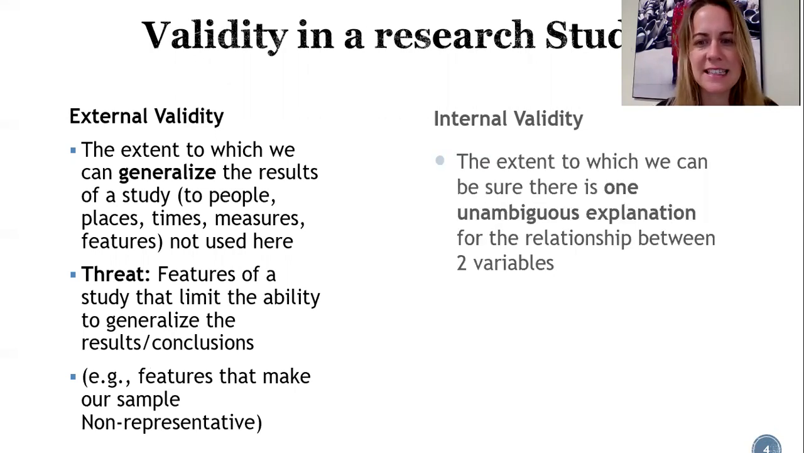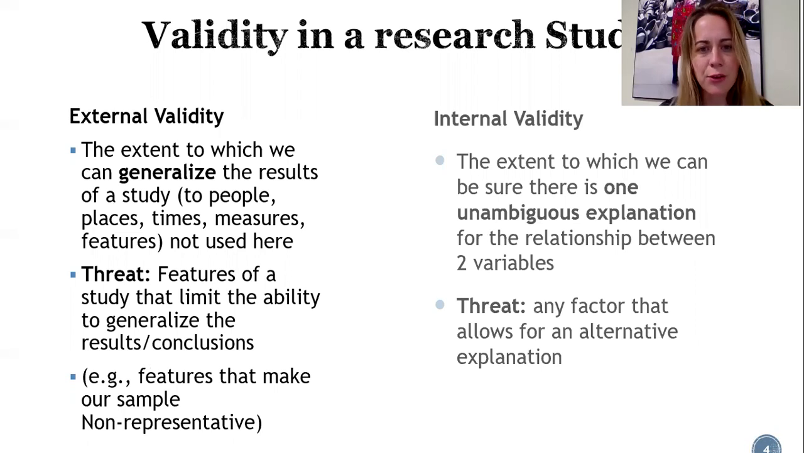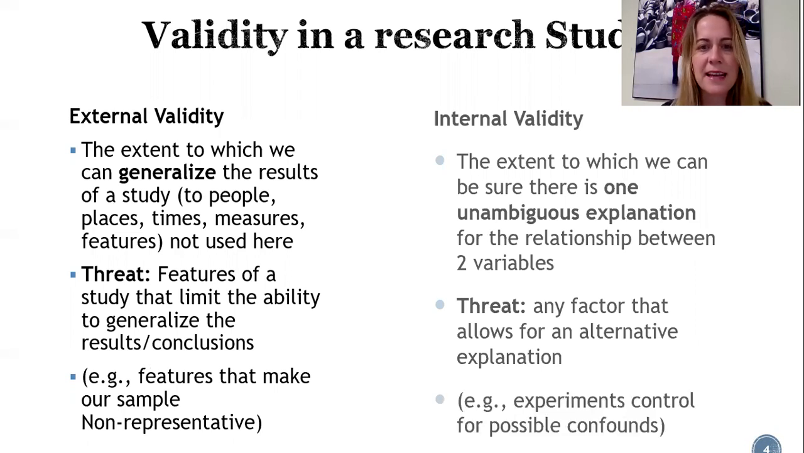Internal validity is the extent to which we can be sure that there is one unambiguous explanation for the relationship between two variables. A threat to internal validity is any factor that allows for an alternative explanation. In the last video by Jonah, he talked about various research strategies and said that only the experimental research strategy allows us to establish cause and effect. This is because experiments control for possible confounds so that we can be sure that the relationship between the two variables is the only explanation for our results.